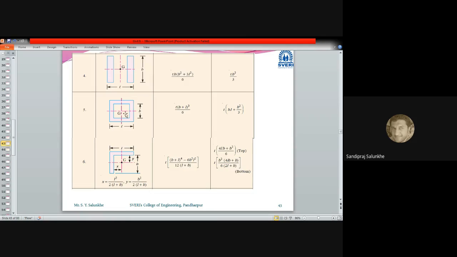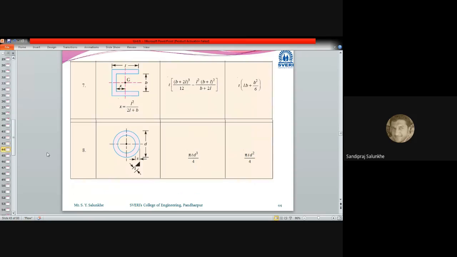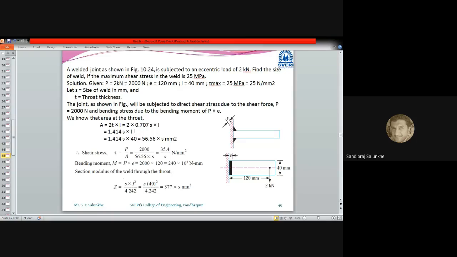Now, when vertical strips are there, how to calculate it? For total rectangular type of welding, how to calculate it? L type of welding, inverted L, a C type of welding, if we are going to connect the C channel to a plate, and if we are going to connect any rod to the plate. For all this, how to calculate CG and polar moment of inertia has been mentioned here. You can refer to this table and calculate it.